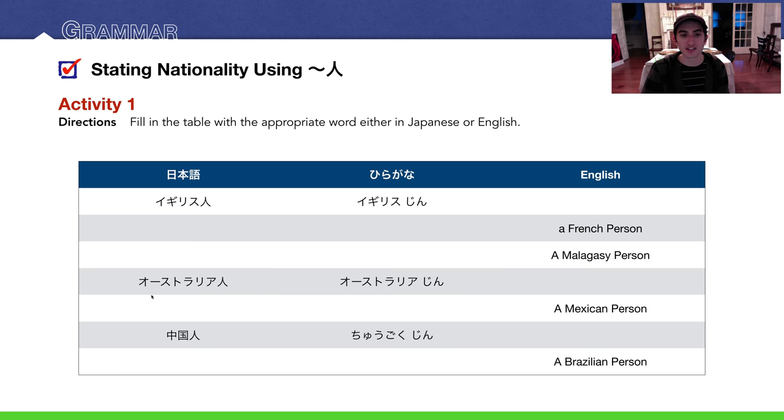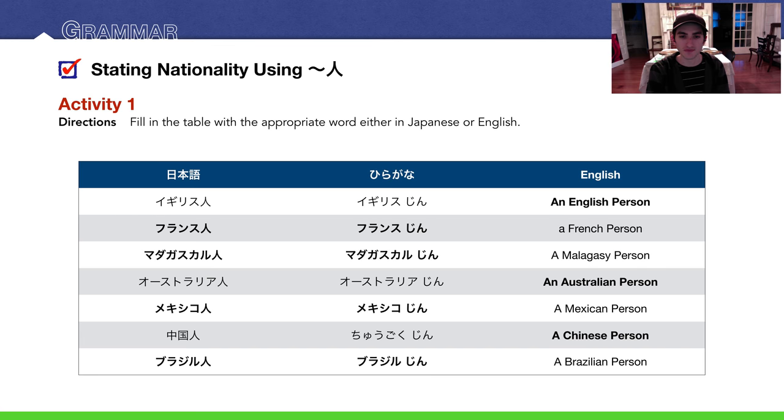Next is Australia Jin. Australia Jin is an Australian person. A Mexican person is someone from Mexico, Mexico-jin. 中国人. 中国 is China, and Jin is person. So, 中国人 is a Chinese person. And finally, a Brazilian person would be Brazil-jin. Right, Brazil-jin. And here are the answers in bold.